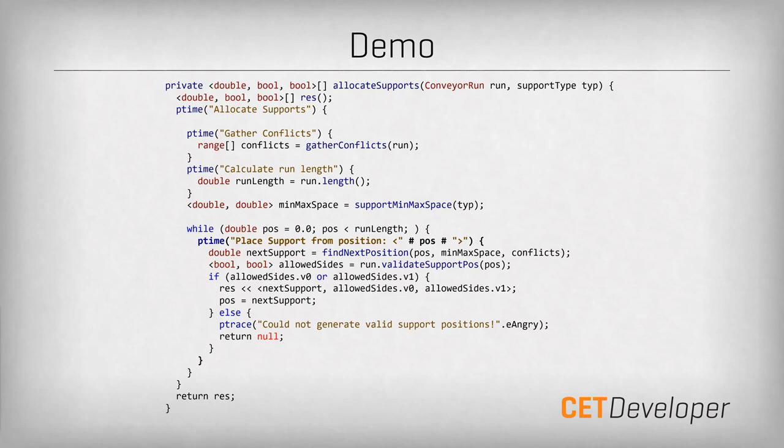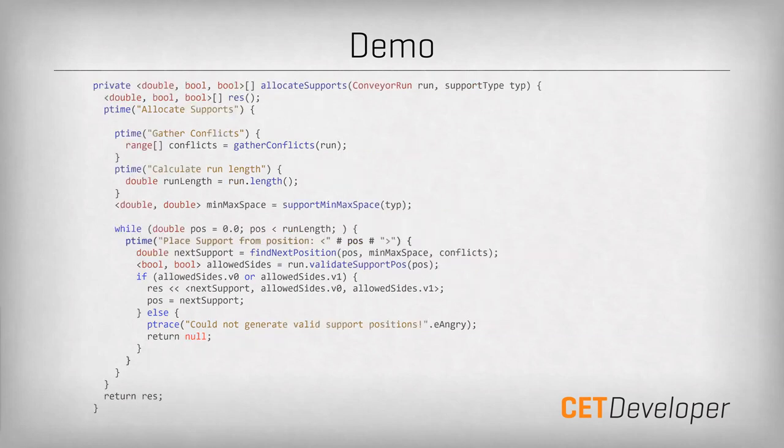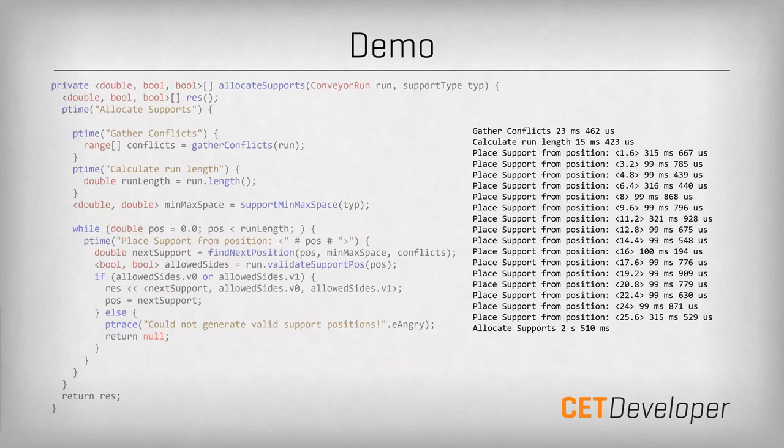If I were to run this code, I'd get this output here. I can see that the whole thing took about 2.5 seconds. That's what that last output is there. And that the initial step, gathering all the conflicts, only took 23 milliseconds. So I can tell in context, this is almost nothing. It took very little time.